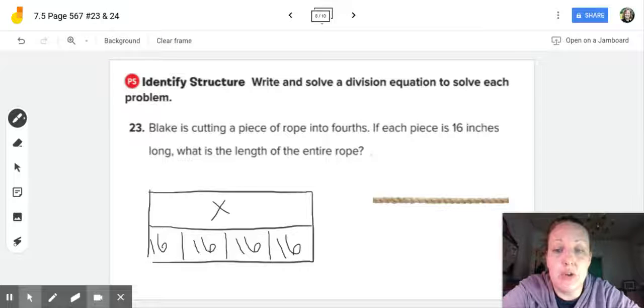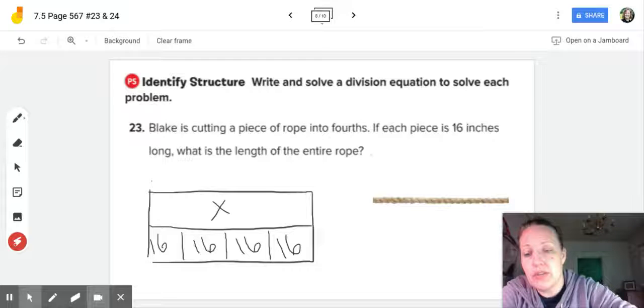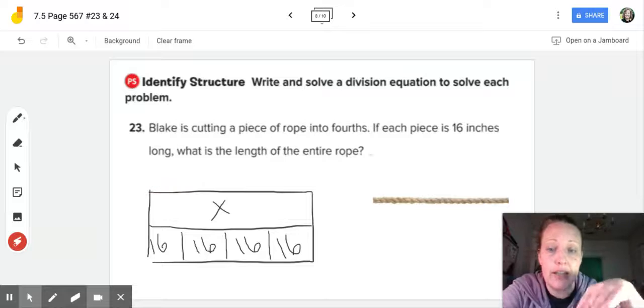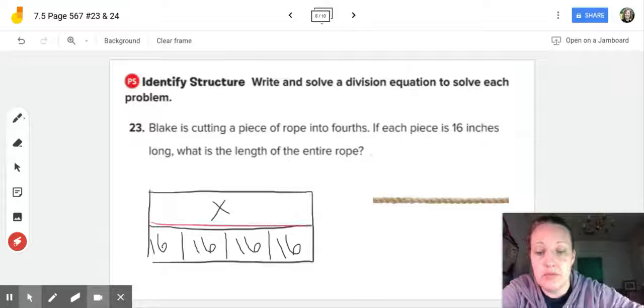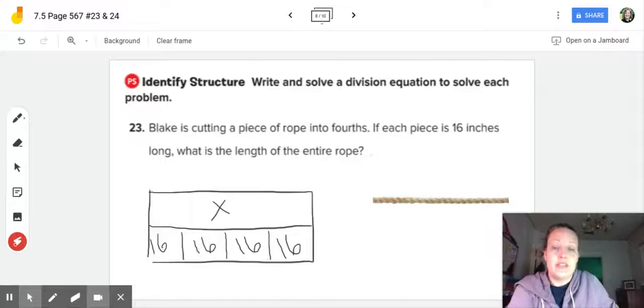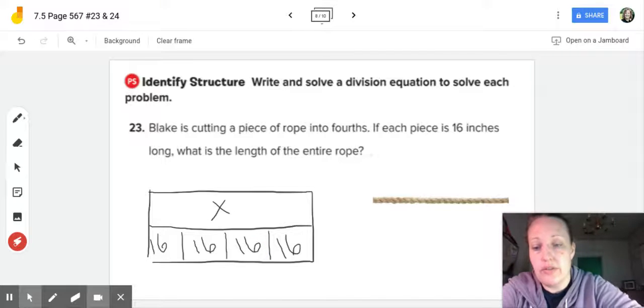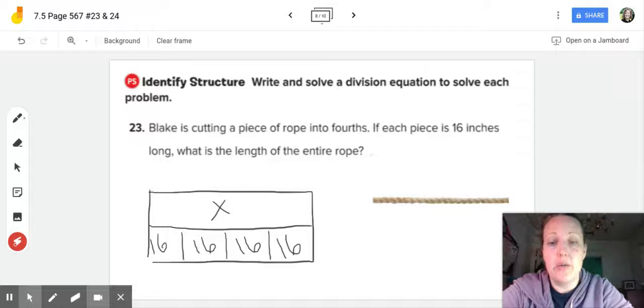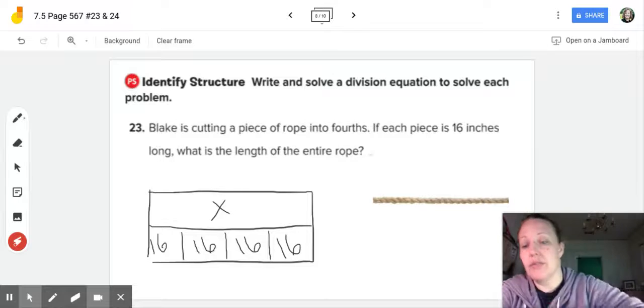Here we have a piece of rope, and Blake is cutting it into fourths. Notice I'm using a tape diagram here to show that. So I have some length x, and I'm dividing it into 4 pieces, okay? And each piece is 16 inches long. So I represented that in my diagram. What is the total length of the entire rope?